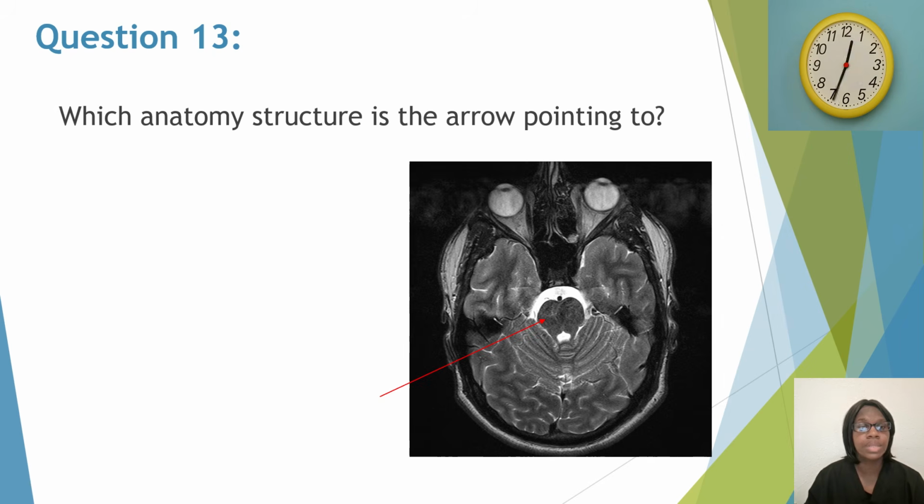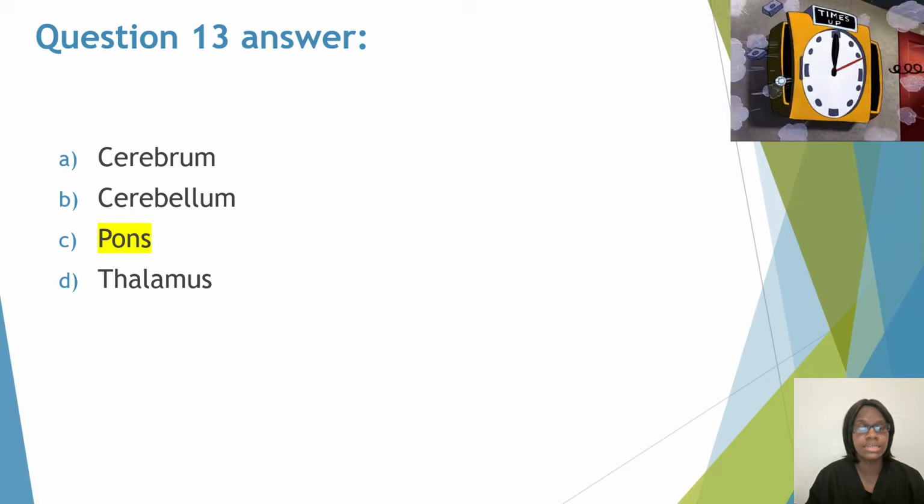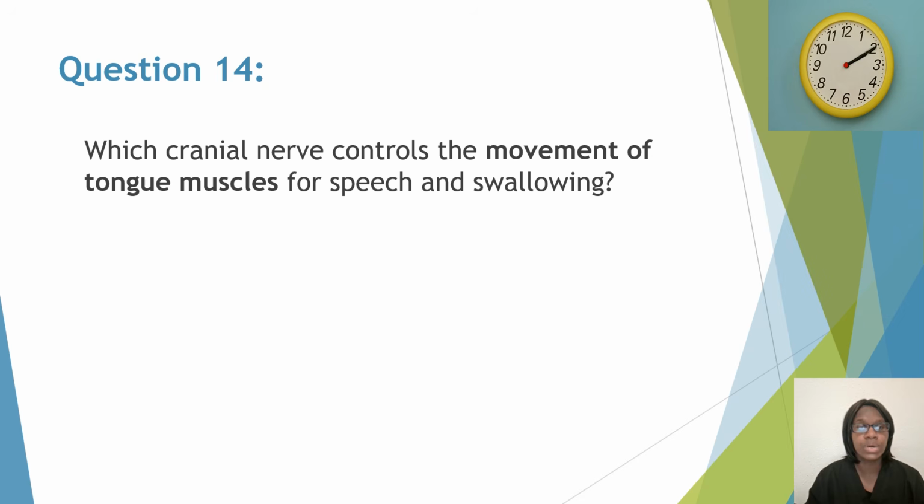Question 13. Which anatomy structure is the arrow pointing to? A. Cerebrum. B. Cerebellum. C. Pons. D. Thalamus. All right. The correct answer is C. Pons.